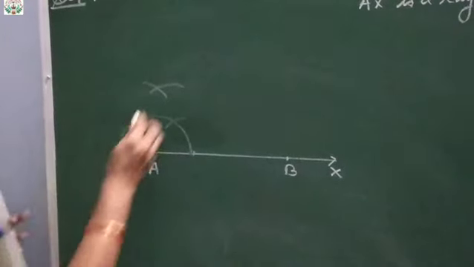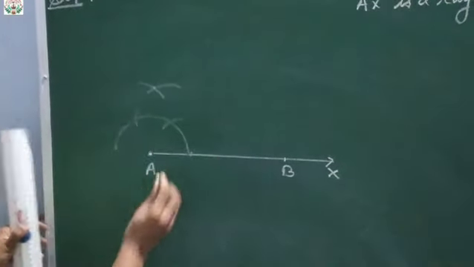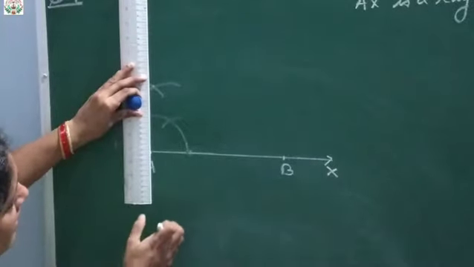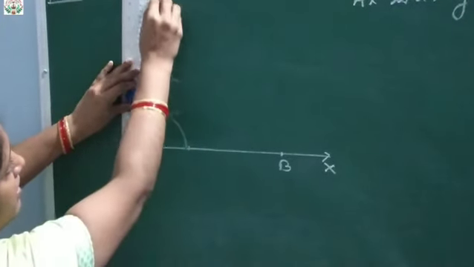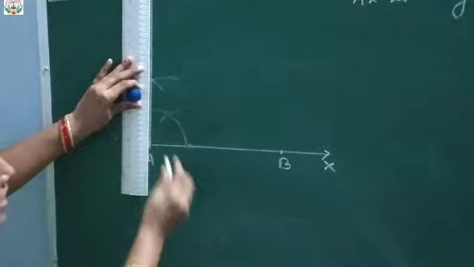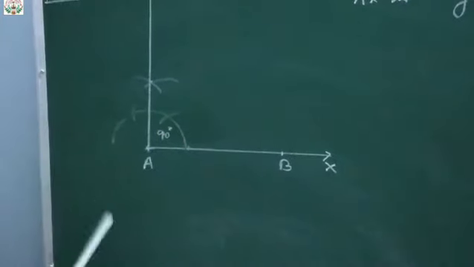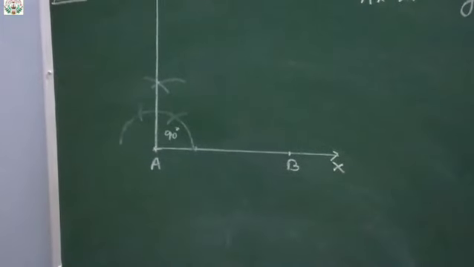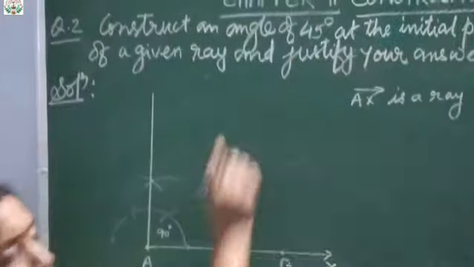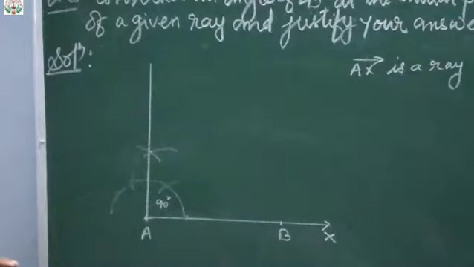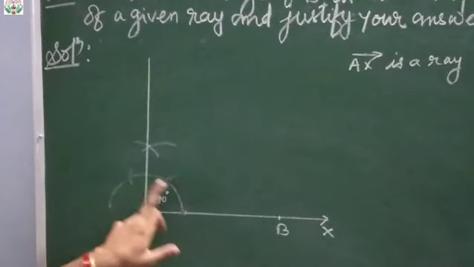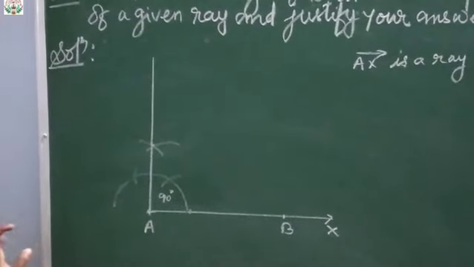So wherever the intersection takes place, now this is the intersection point. So this to the initial point, draw with the scale a line. Okay, like this, draw a line. So now this is 90 degree. We have made it. Okay, now what is given? 45 degree you are supposed to make. So 45 is the half of 90 degree.